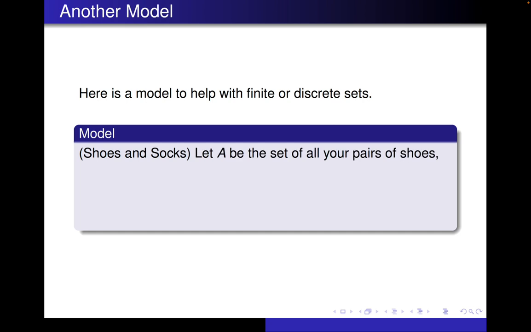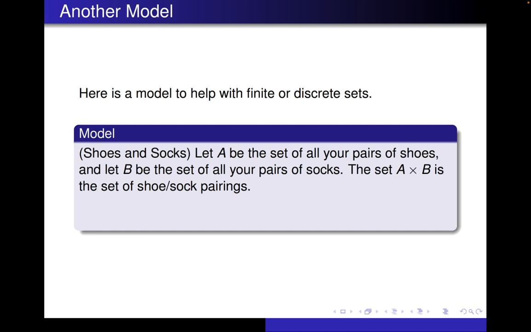So suppose you have a bunch of pairs of shoes. Each pair of shoes you can think of as an element of A. And you have a bunch of socks. You can think of each pair of socks as an element of B. Then A cross B is all the ways you can put together a pair of shoes with a pair of socks. So if you're going to wear shoes and socks, this isn't something that I do a lot. I like going barefoot myself.